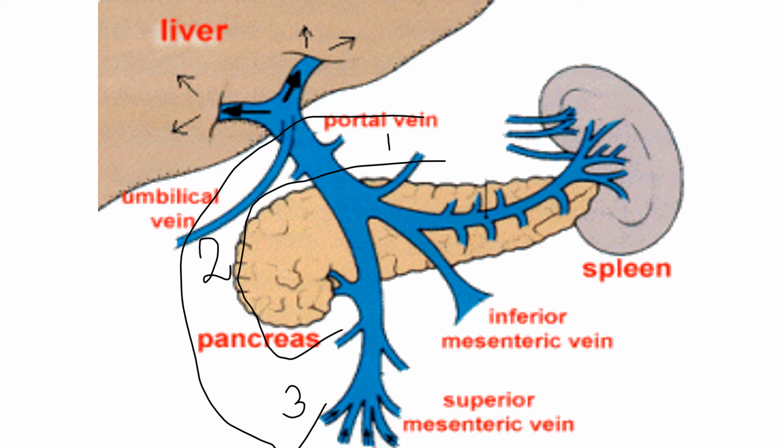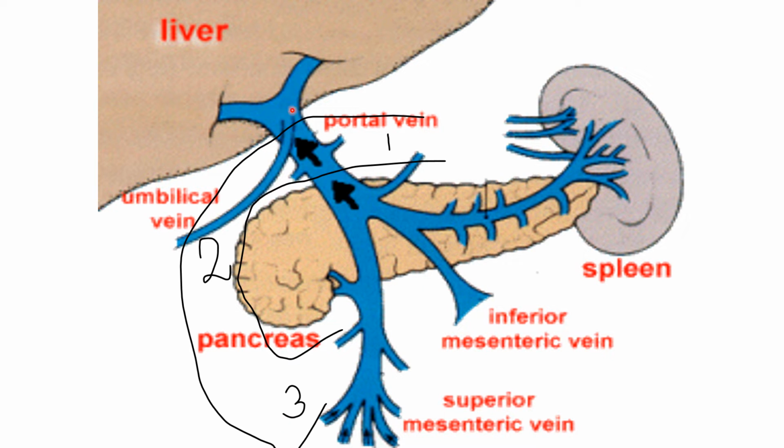Here we have the duodenum. This is the first part of the duodenum. Just above this we have the stomach. If you can just imagine, this is the first part of the duodenum, this is the second part and this is the third part of the duodenum. So the portal vein can be divided into 3 parts, as you can see.